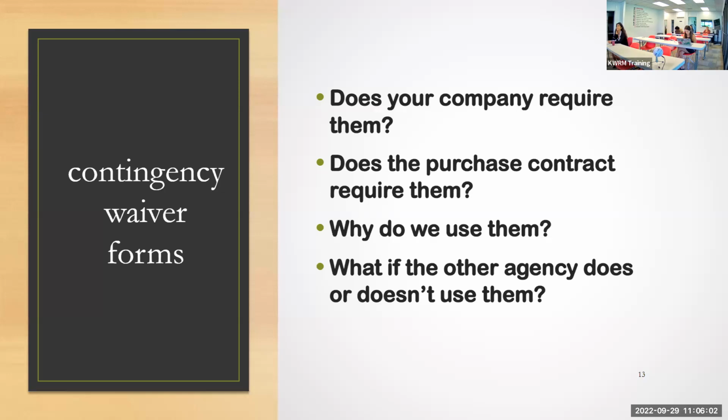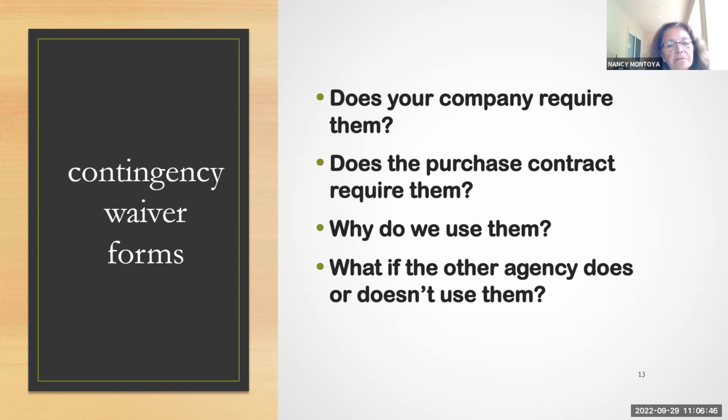So let's talk about contingency waiver forms. Do we require them? Does Keller Williams require contingency waiver forms? Yes, we do. Can you get your file closed? Will Rob close your file if you've got a J1 approval form missing? No. Does the purchase contract require them? No. Isn't that interesting, right? The purchase contract does not require contingency waiver forms.